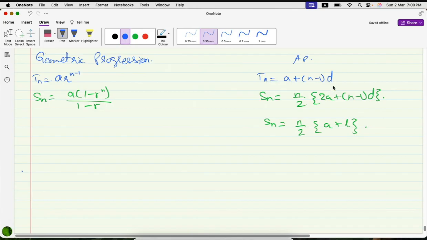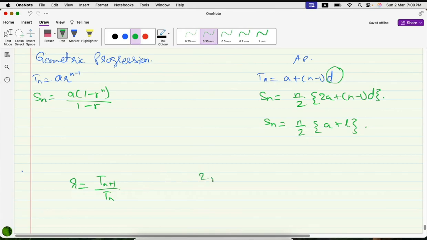And now what is r? Basically, in arithmetic progression, we had common difference. In geometric progression, we have common ratio. So r is basically Tn plus 1 over Tn. Whatever is the second term divided by the first, or third by second, or fifth by fourth, any two consecutive.